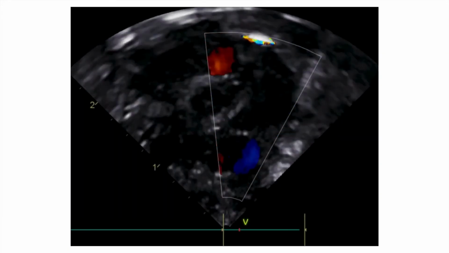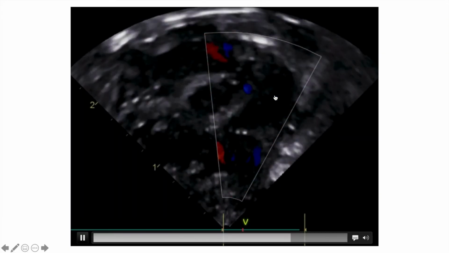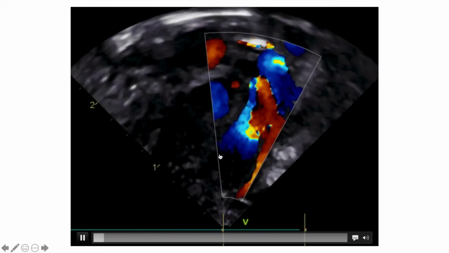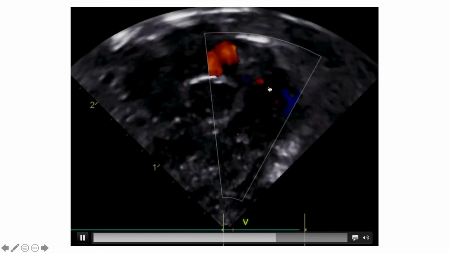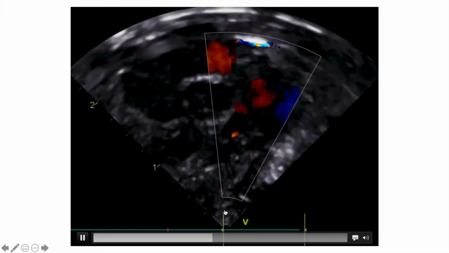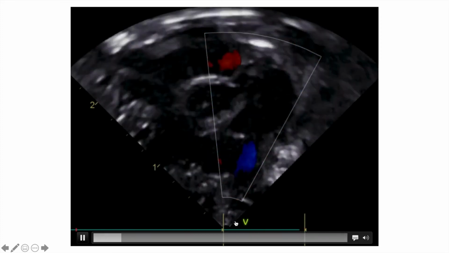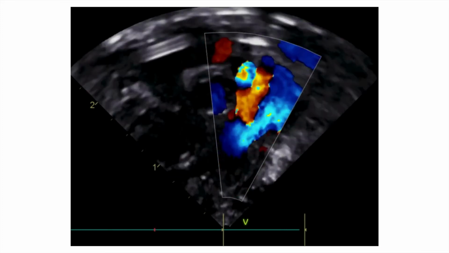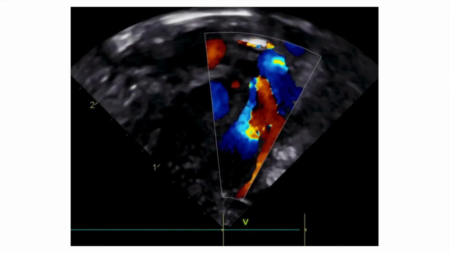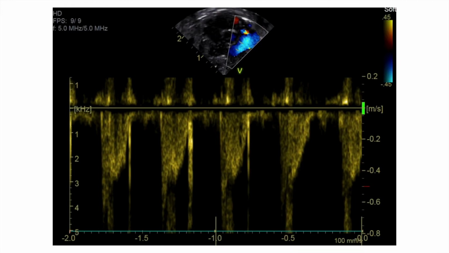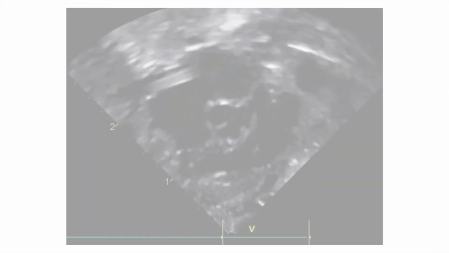This is another baby, the same thing. The blue blood is moving away from the probe, so it's the blood moving from the RV into the main pulmonary artery. As you see, this baby doesn't have an ECG lead because this baby is about 400 grams, and as per our NICU protocol, we don't place leads on the skin at this size and age. Similarly, we calculate the right ventricular output.